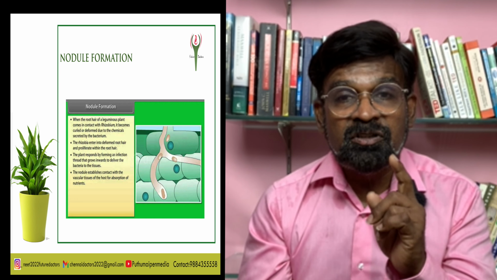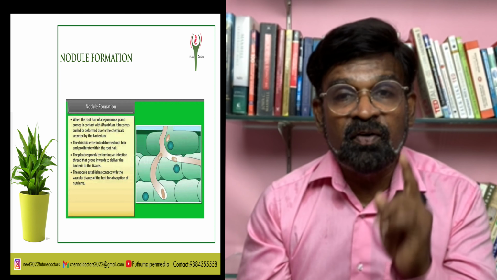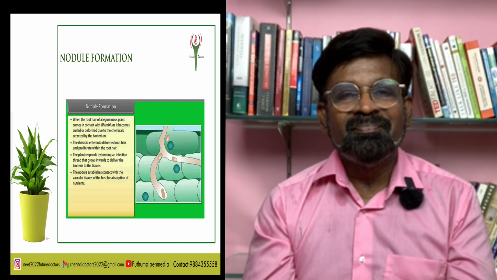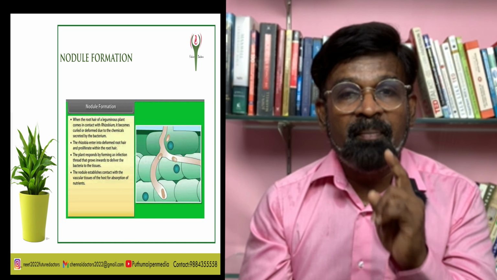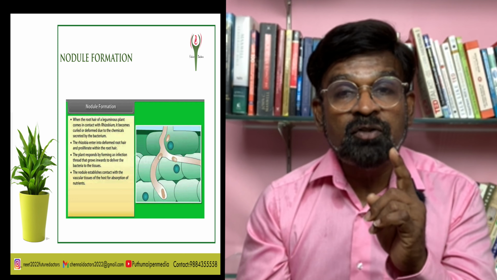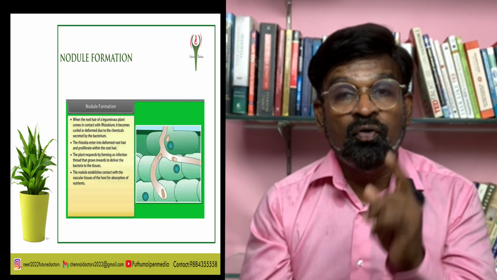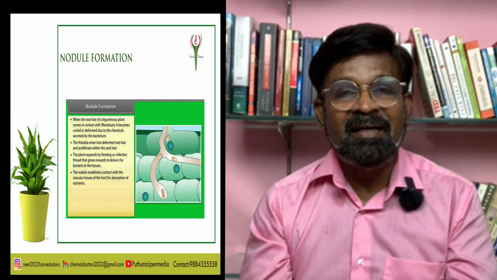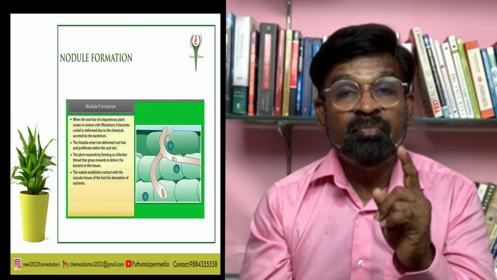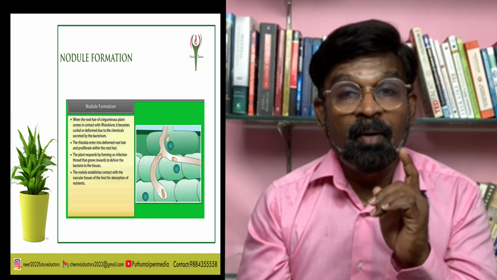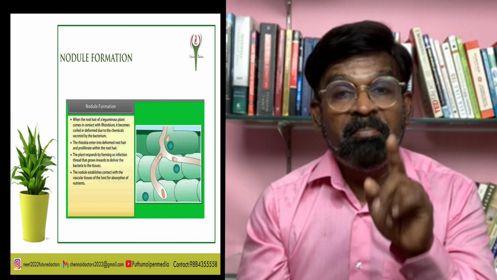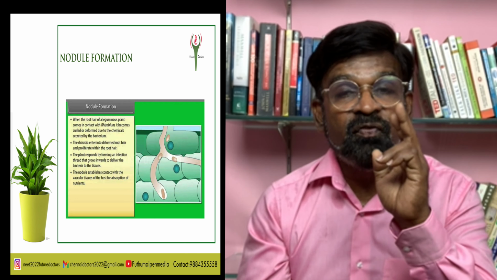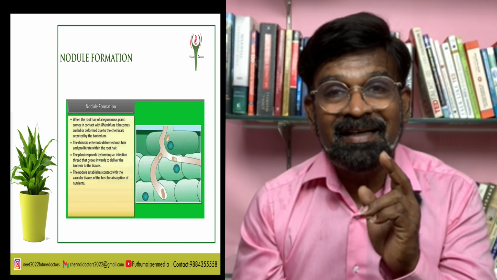Step 1 in C4 plants. The initial fixation of carbon dioxide occurs in mesophyll cells. The primary acceptor of carbon dioxide is phosphoenolpyruvate. Step 2. It combines with carbon dioxide in the presence of the enzyme phosphoenolpyruvate carboxylase, or PEP carboxylase, to form the first stable product of the C4 pathway, that is oxaloacetic acid.